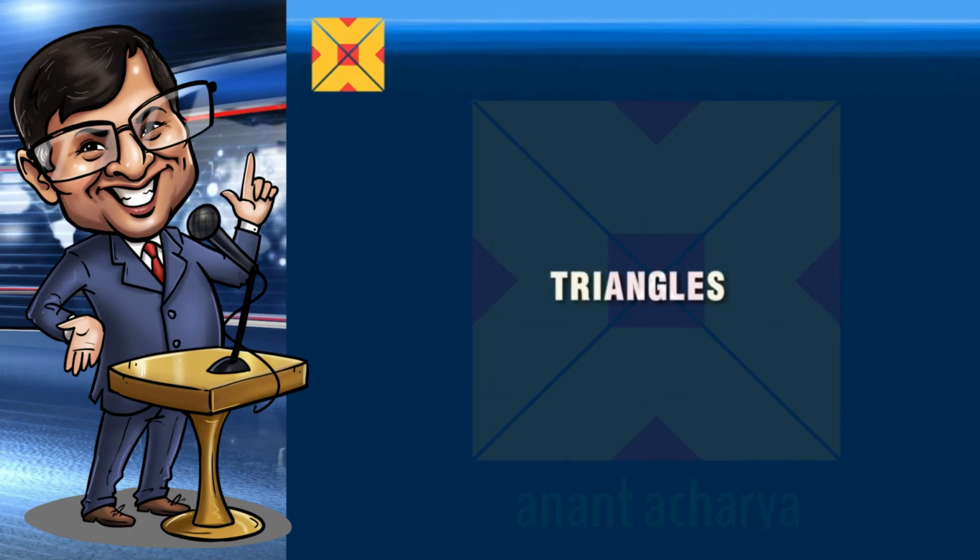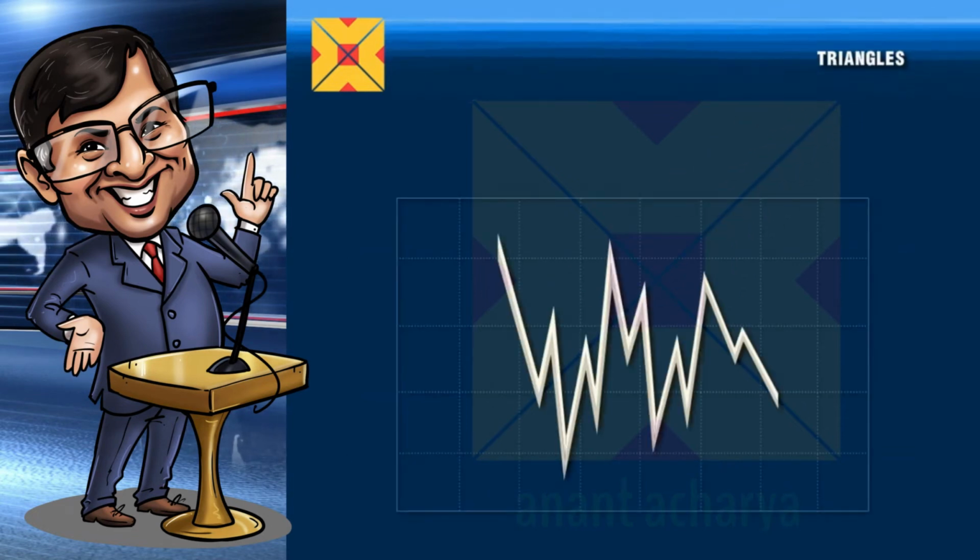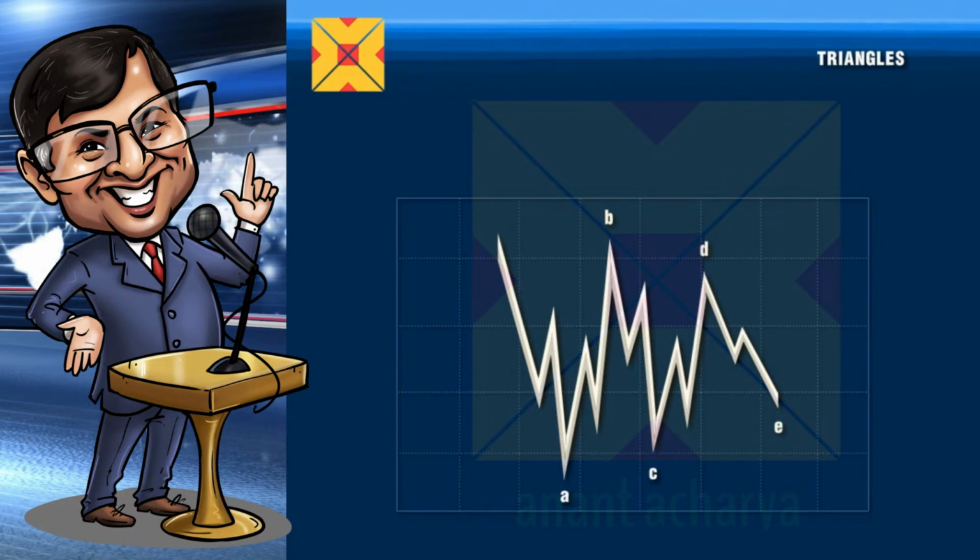Triangles. Triangles are the only corrective waves that sport five waves, and they are labeled as A, B, C, D, E.